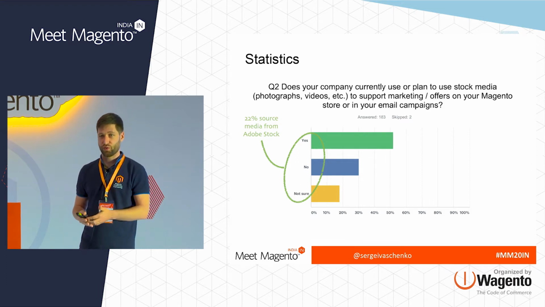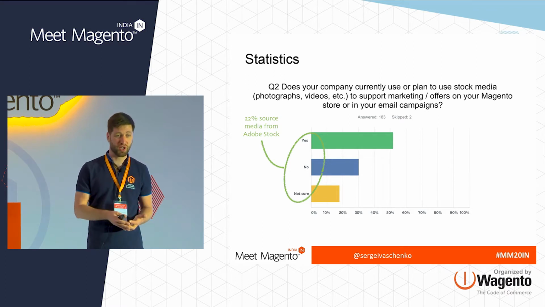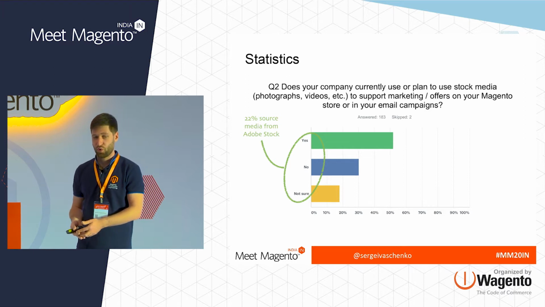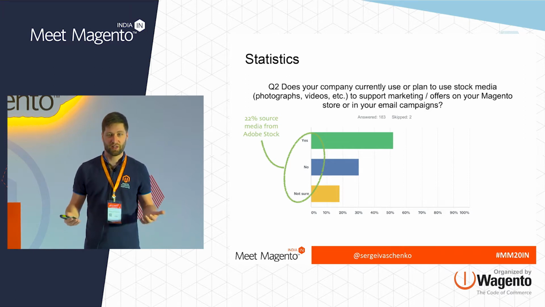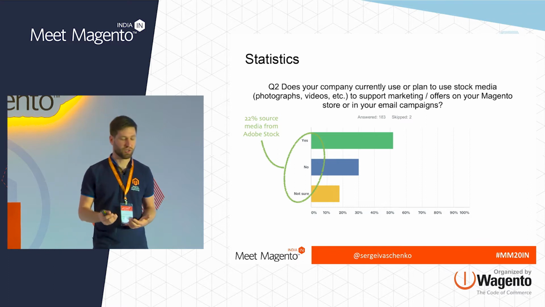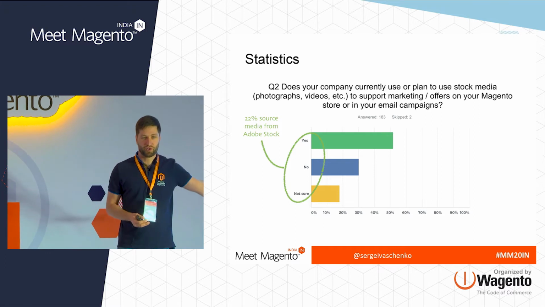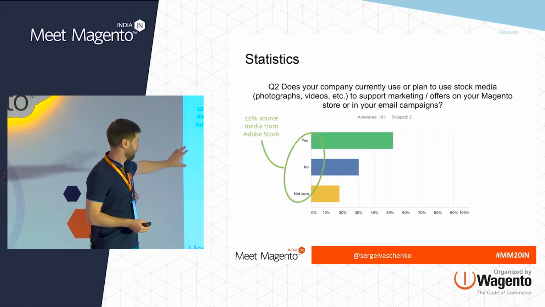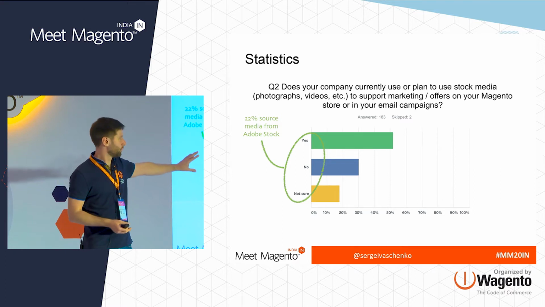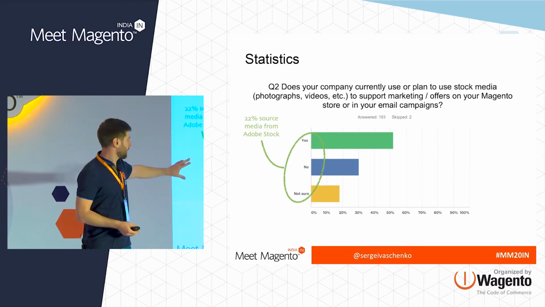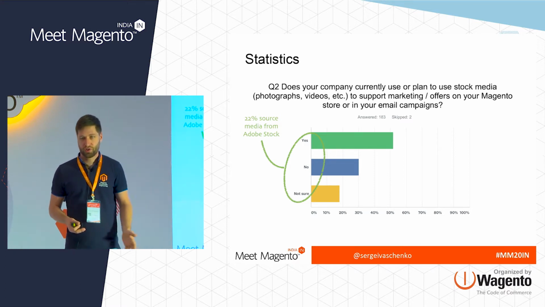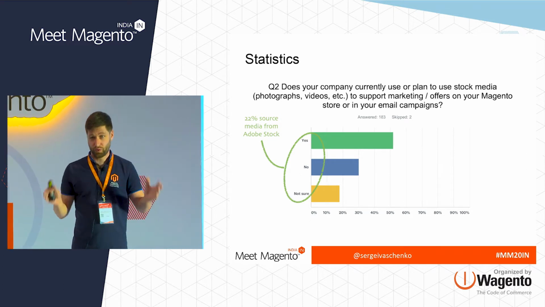And one of the surveys was actually trying to understand if Magento merchants are using stock images, if yes, which marketplaces they are working with, and basically how many of the merchants are using stock images. As a result of the survey, we found out that more than 50% of Magento web stores are using, more or less, stock images as part of their content, and 22% of all the merchants are using Adobe Stock images.